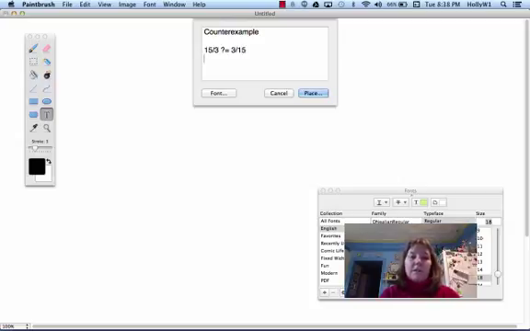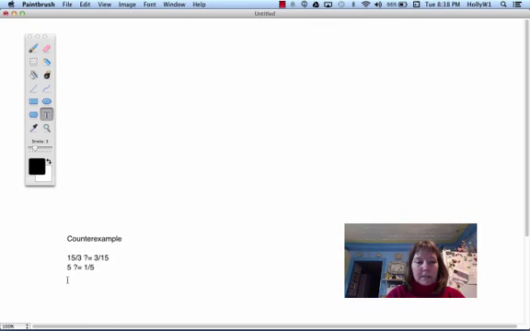Well, 15 divided by 3 turns out to be 5. Is that the same thing as saying 3 divided by 15? No, not really, because that's 1/5. So the two of them are not equal. So that would be a counterexample to saying that the commutative property works for division. It doesn't. Here's a clear example of how it does not work. So let's place this down as a counterexample.